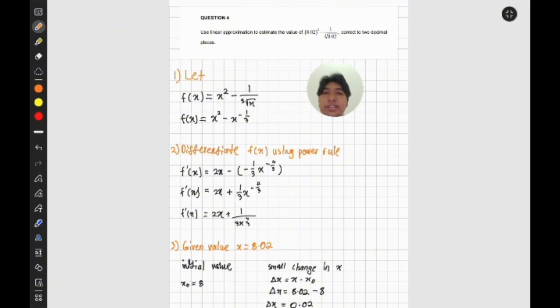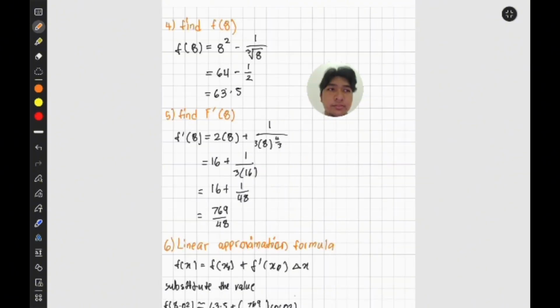It is also stated in the question that the given value of x is 8.02. So the initial value will be 8. Then we make the initial value 8 equal to x0. Using the formula given, delta x equals x minus x0, which is 8.02 minus 8, so the final answer will be 0.02.